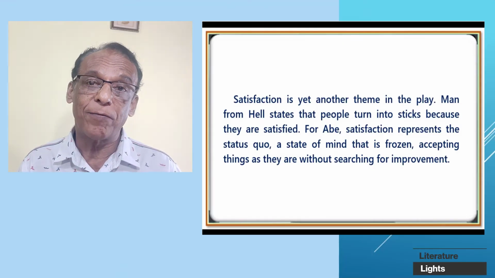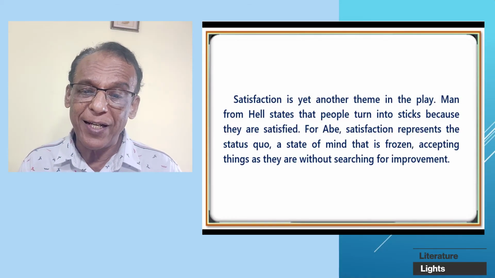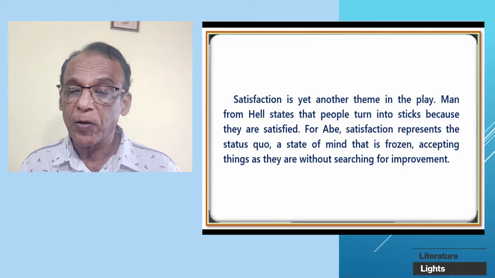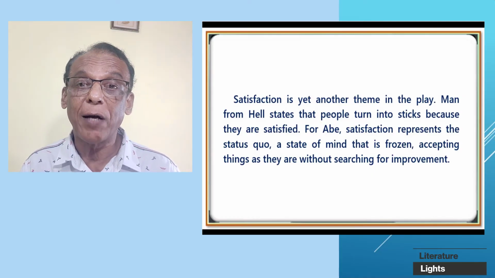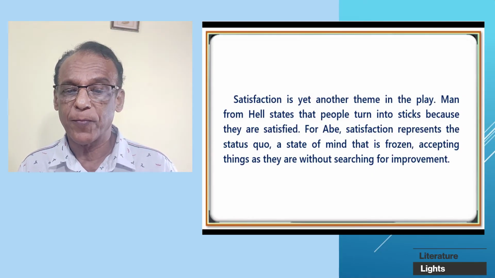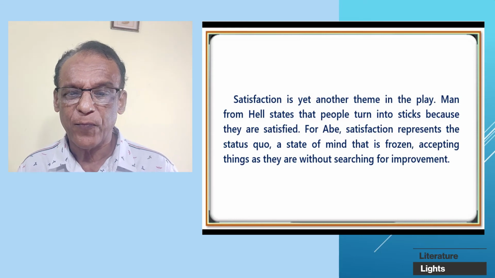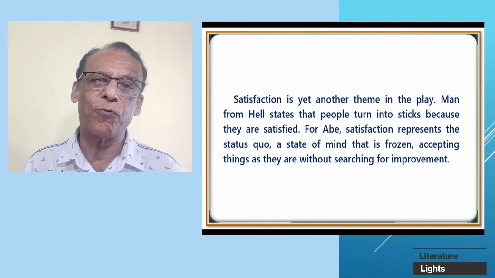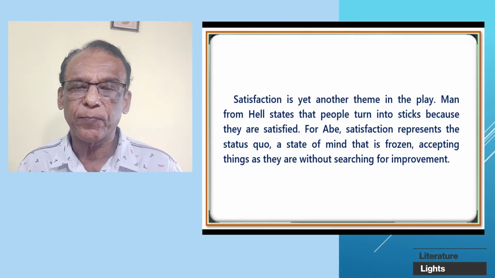Now look at the last paragraph about satisfaction. Satisfaction is yet another theme in the play. The man from hell states that the people turn into sticks because they are satisfied. For Abe, satisfaction represents the status quo, a state of mind that is frozen, accepting things as they are without searching for improvement. So there is no satisfaction after all.